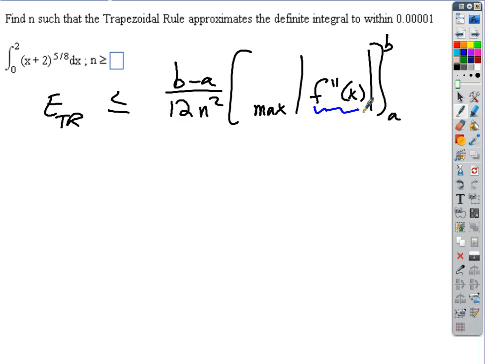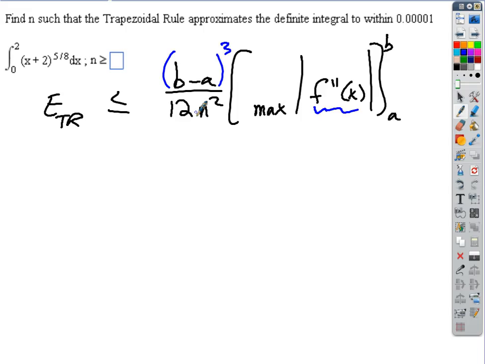I'm going to double check to make sure that's right. Oh, I forgot the cube. There we go. Okay, 12n squared. Yeah. Okay, good. Why is it 12? It just is. Is the multiplier always that? For the trapezoidal rule, yeah. That's the error formula for the trapezoidal rule.